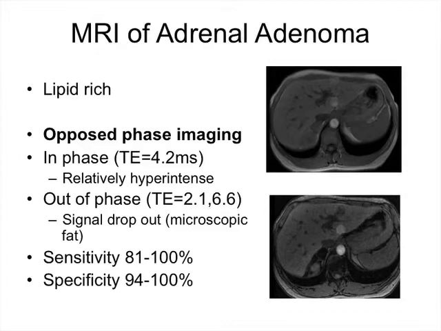Whereas in the out-of-phase sequences, the TE is chosen so that fat and water are completely 180 degrees out of phase and there's phase cancellation. So if there's intracellular lipid within the lesion, there will be phase cancellation on chemical shift. And so the signal intensity will drop, the lesion will turn black. And that is diagnostic of the presence of intracellular fat. It's got a very high sensitivity and specificity. Just some examples there, courtesy of Dr.